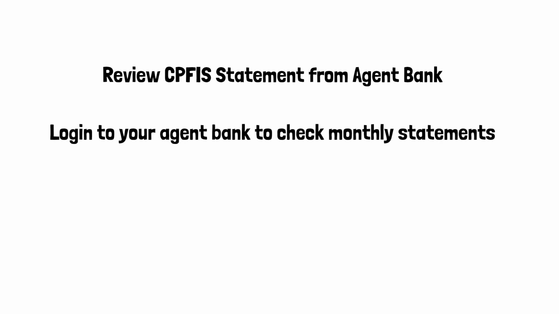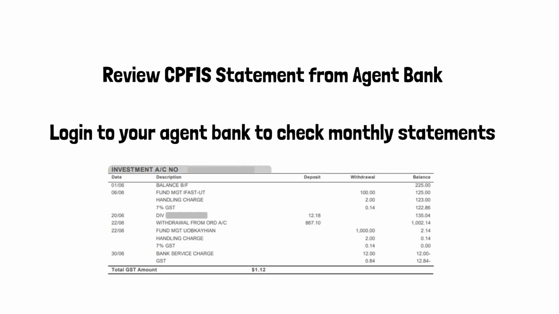Another tip is to review your monthly statement from your CPFIS agent bank, as it will show more details on the transactions versus what you can see from the CPF portal. For example, you will see the buy order transaction with the $2 agent fee with GST, dividends received, and quarterly agent bank charges, etc. In summary, if you have a CPFIS account, do check out the fees you have been paying, and if needed, clean up your portfolio to avoid unnecessary recurring costs.